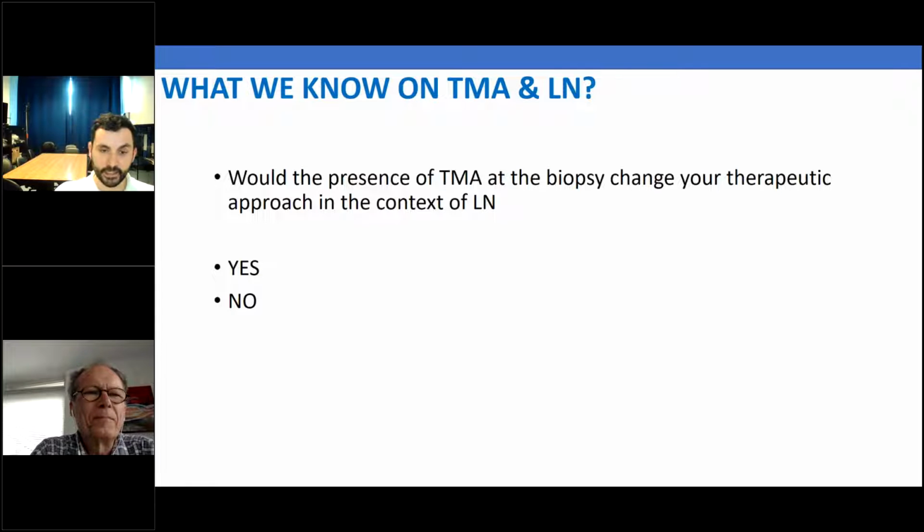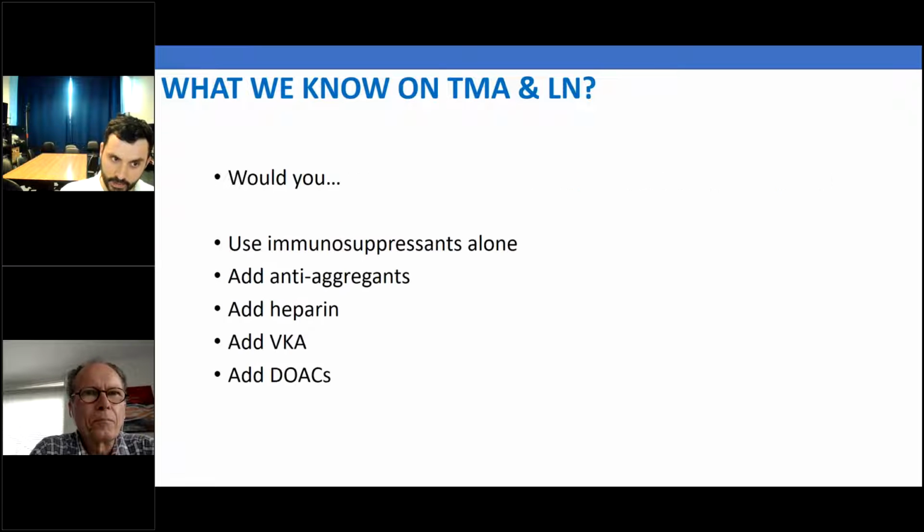And the point is that if we follow our process of thought, we know that Lisa was positive for antiphospholipid antibodies. She developed with that a feature of thrombosis, even though at the microvascular level, which means, should we consider antithrombotic agents, generally speaking, in her? And in this case, would you just keep going with an immunosuppressant? Should we add antiaggregants, heparin, VK antagonist, direct oral anticoagulant? And again, now, up to you.